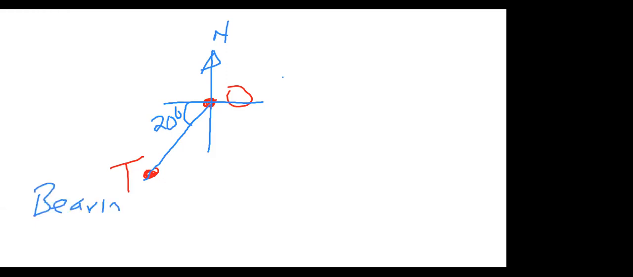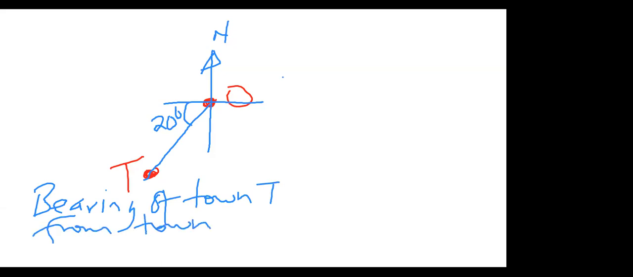The bearing of town T from town O. So still here, there are two ways. You can simply use the compass bearing method. If you're using the compass direction method, you always measure the angles starting from the north-south line. You always begin from that.